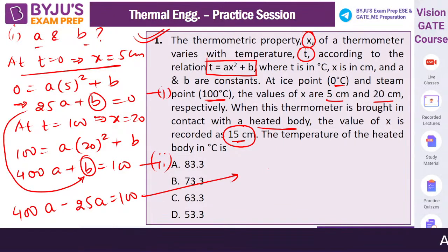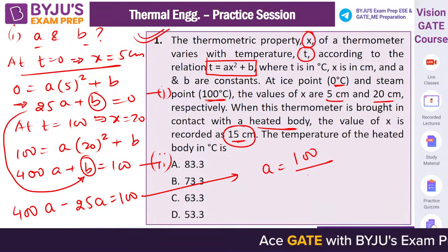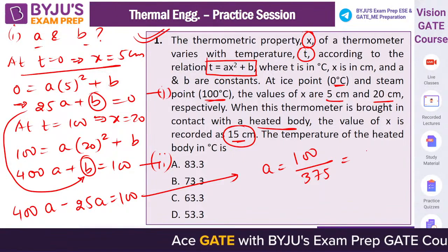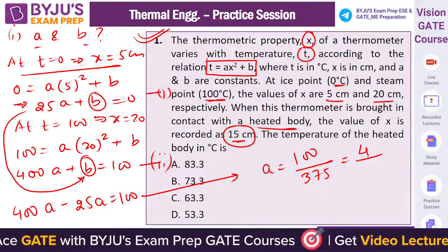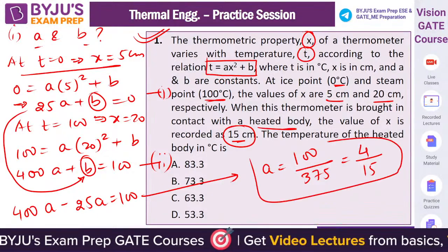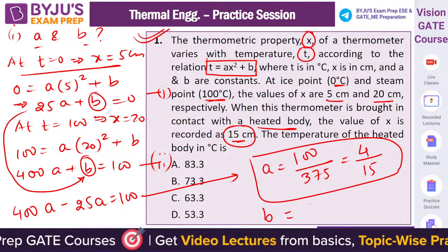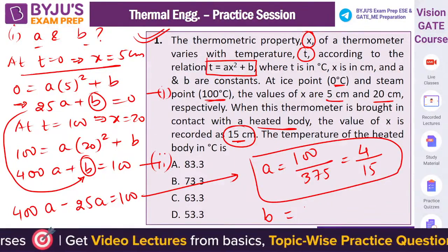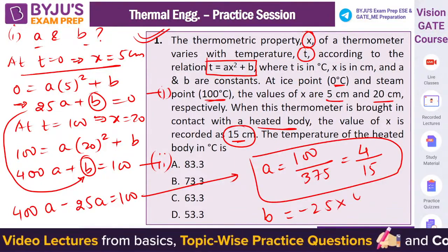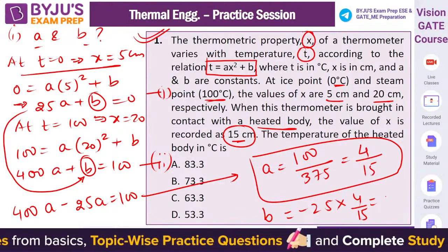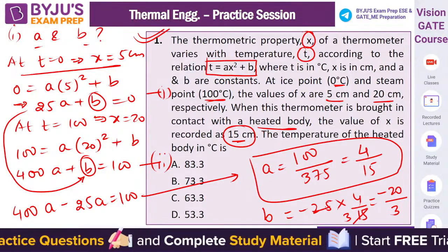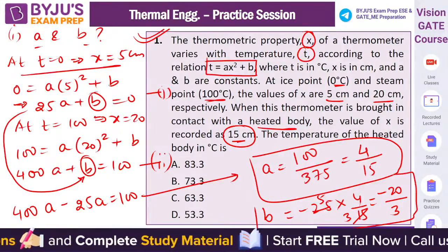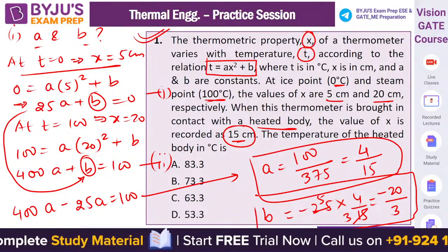What is the value of A? 400 minus 25, 375. 100 upon 375, 4 upon 15. The value of A will be 4 upon 15. And what will be the value of B? B is equal to minus 25 into 4 by 15. The value of B will come out to be minus 20 by 3. So these will be the value of A and B.